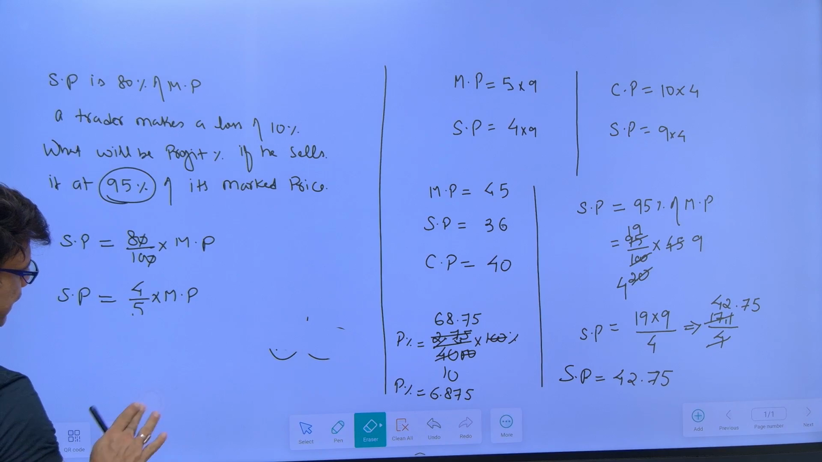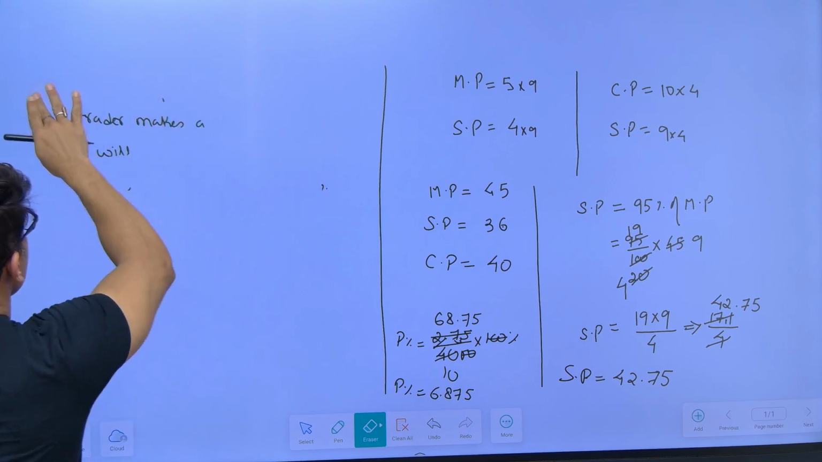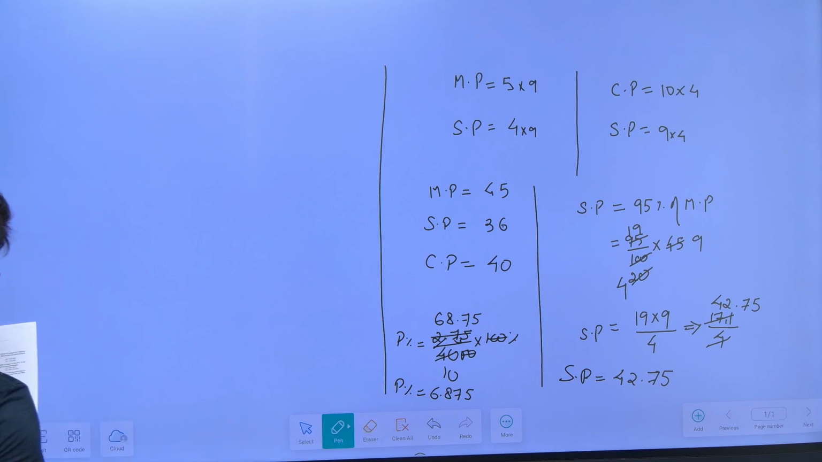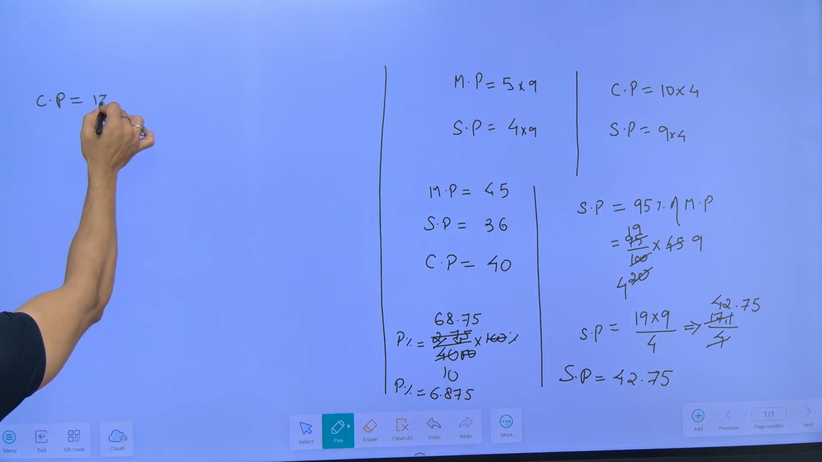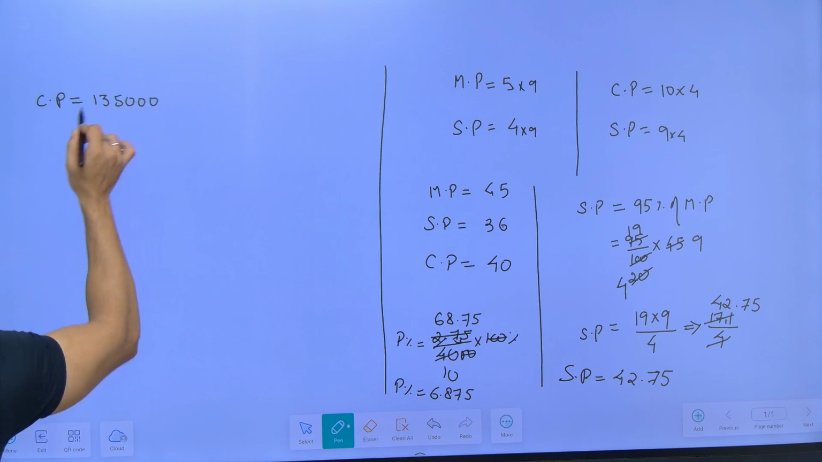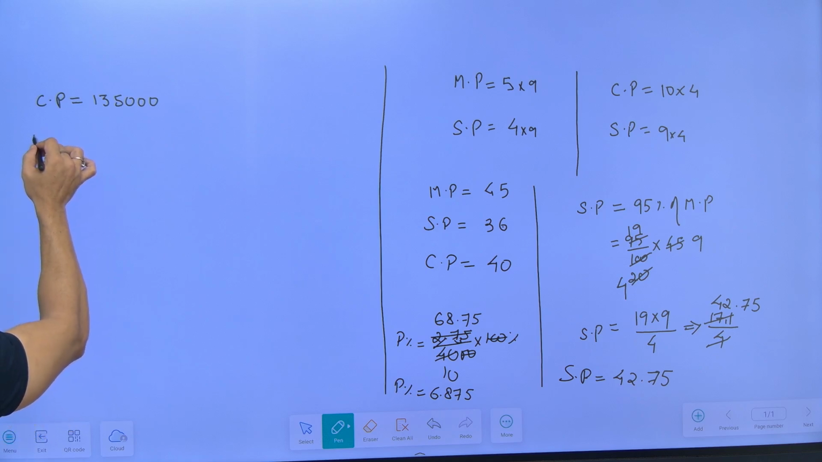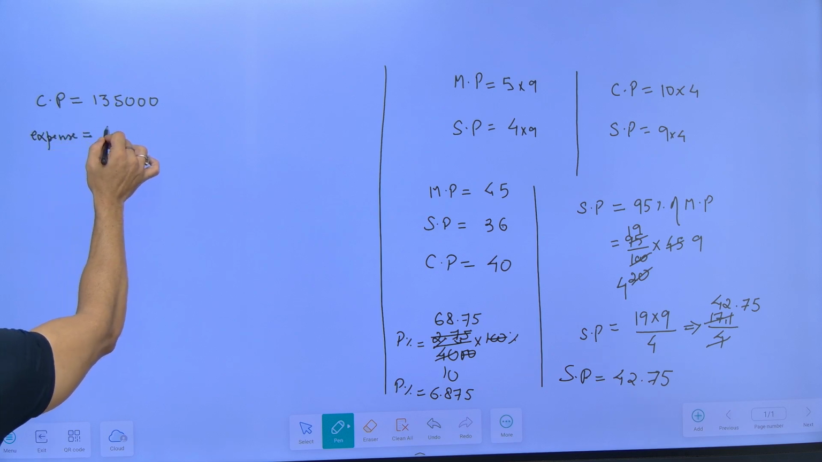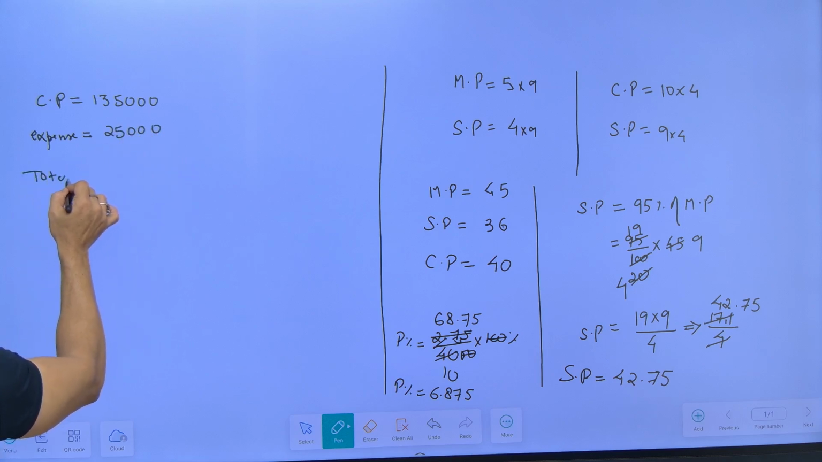See the second one. Second one is easy. Second question is, a man purchased a car for rupees 1,35,000. That means for him the cost price was 135,000, and he spent rupees, that means expense. How much did he spend? 25,000 on this. So what is the total cost price for him?